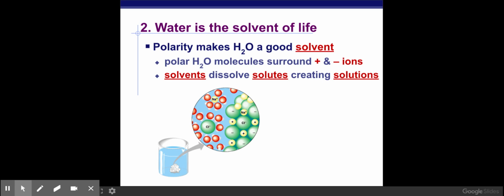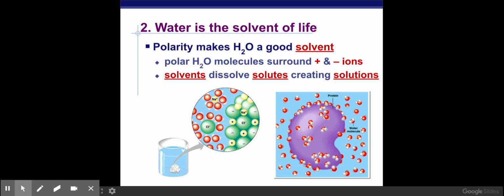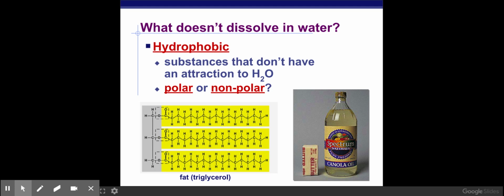Some of the vocabulary here, you have solvents, dissolve solutes, creating solutions. So let's say you're making sugar water. The water would be the solvent. The sugar is the solute. And when you mix those together and they go into solution, that's going to be your solution. Some things don't dissolve in water, and those are going to be your oils, your fats, and they don't because they're called hydrophobic, like they're water-fearing, because they're non-polar. So they don't have a charge, and so they won't readily go into solution.